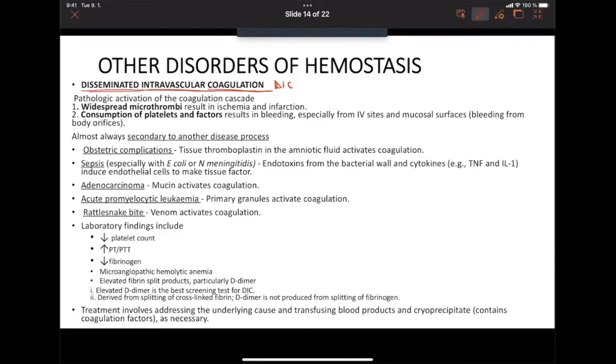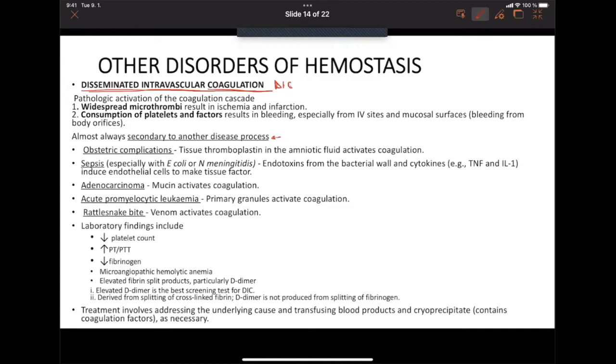And it's not a standalone disease. It is secondary to something else. So it's secondary to another disease. Most common is an obstetric complication. So in the amniotic fluid, you have tissue thromboplastin. And what does tissue thromboplastin activate? Factor 8 for the extrinsic pathway. So if you have some kind of complication during delivery, it could lead to this, causing widespread coagulation.